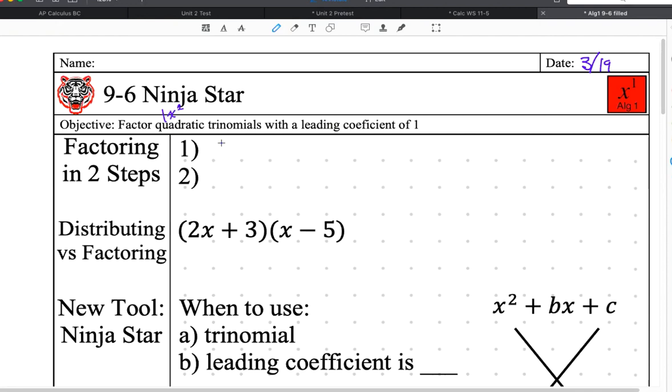All right, so factoring in 2 steps. What was our 0th step? This is all the way back from 9-5, which was before the benchmark, so it's been a week now. Wouldn't it be factoring out the GCF? Yeah, there it is. So we'll write out: factor out the GCF.